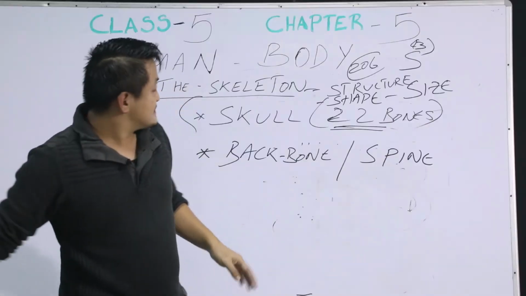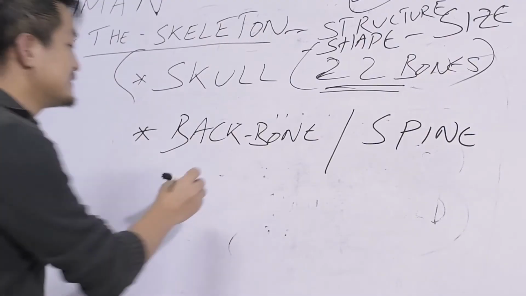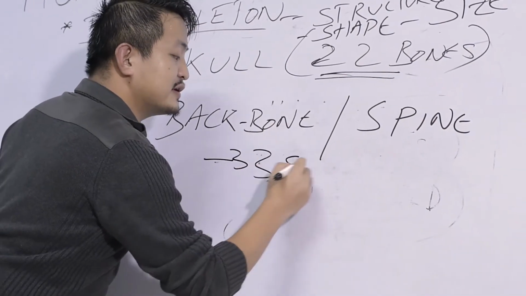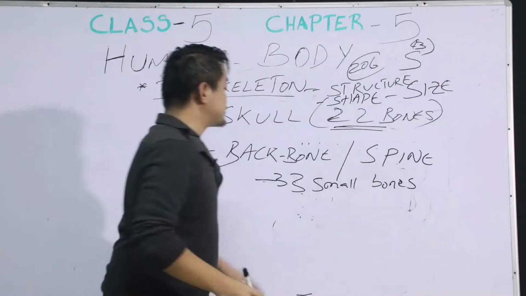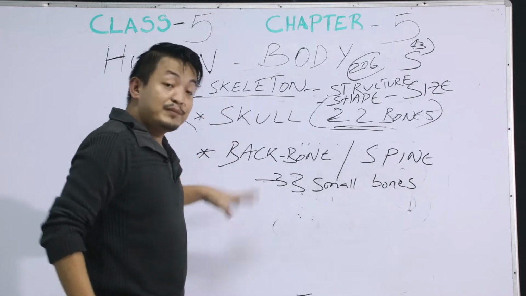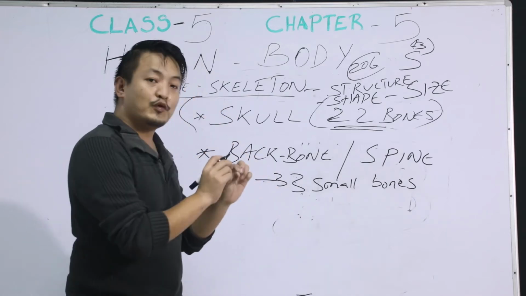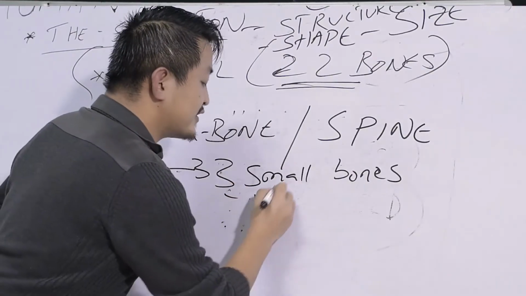Now, this backbone is made up of 33 small bones, okay? 33 small bones. This number, keep in mind, my dear students: the backbone is composed of 33 small bones, which are known as vertebrae.